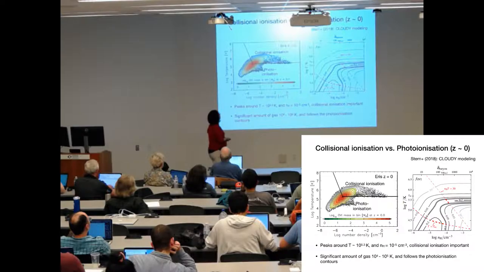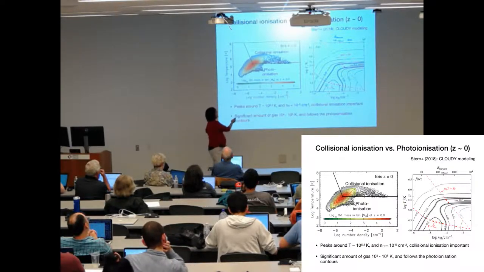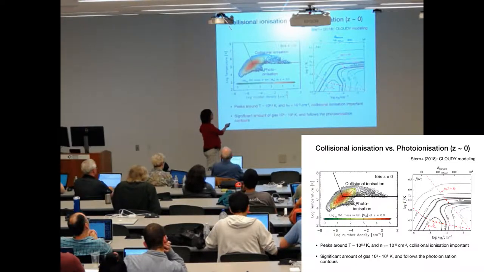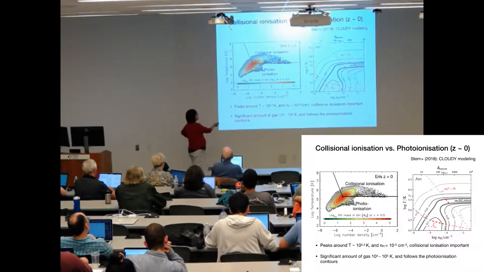So, the question is about photoionization versus collisional ionization, right? The easiest way is to focus on the right panel first, and you see that this is the oxygen 6 fraction of our total oxygen as a function of temperature and density, and you see a branch here. This is Cloudy modeling, which does not depend on density. This is the collisional ionization branch. And then the low density gas here is the photoionization branch.